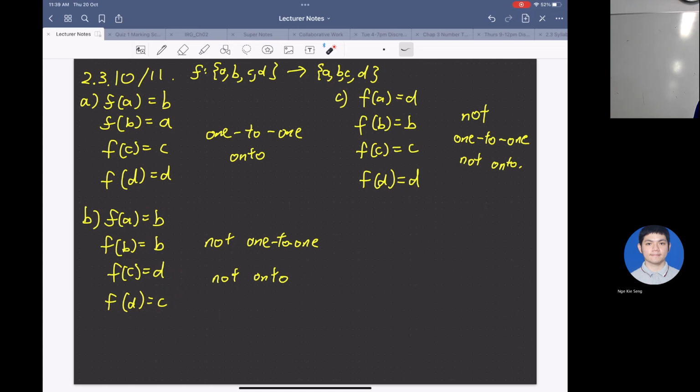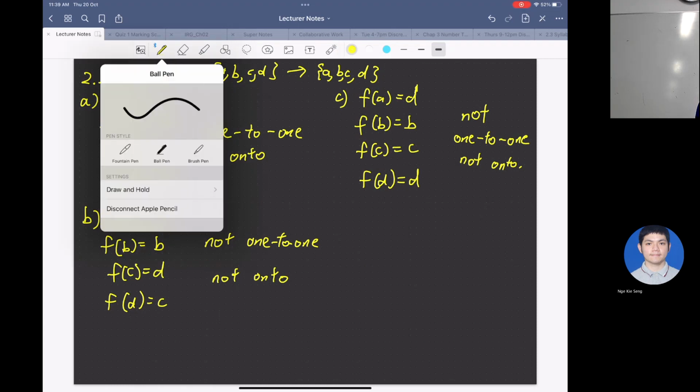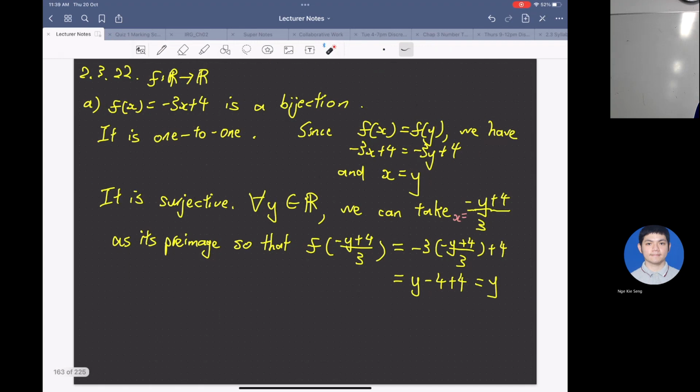C, not 1-to-1 because A and B get sent to D. Not onto is because A, B, C. Okay. Oh yeah, not A. This is D, right? Looks like A. Yeah, A doesn't have a pre-image. Okay.